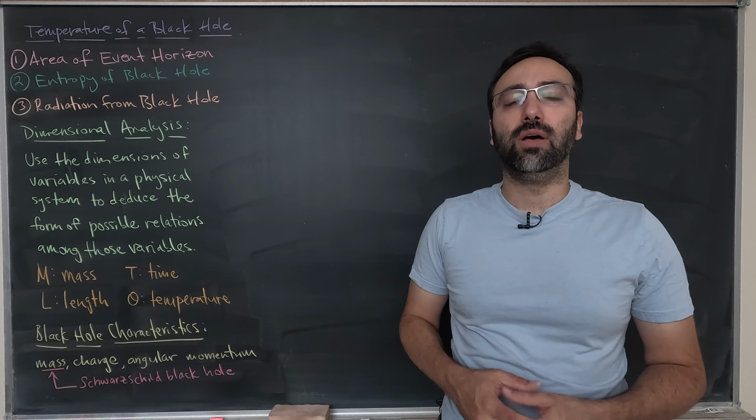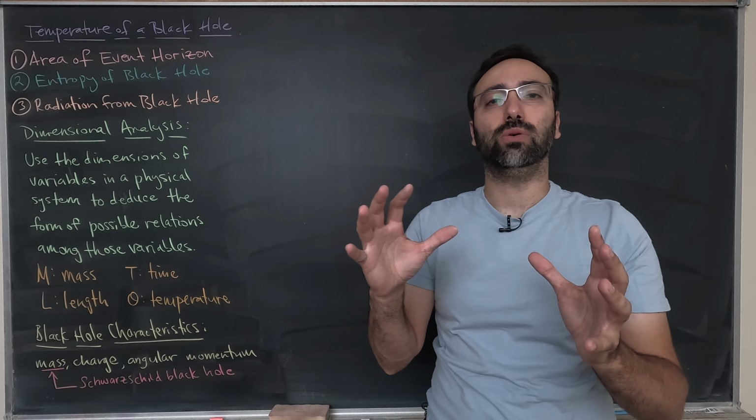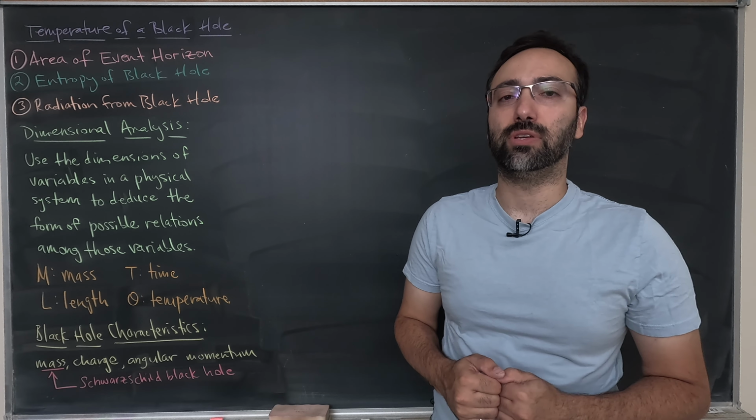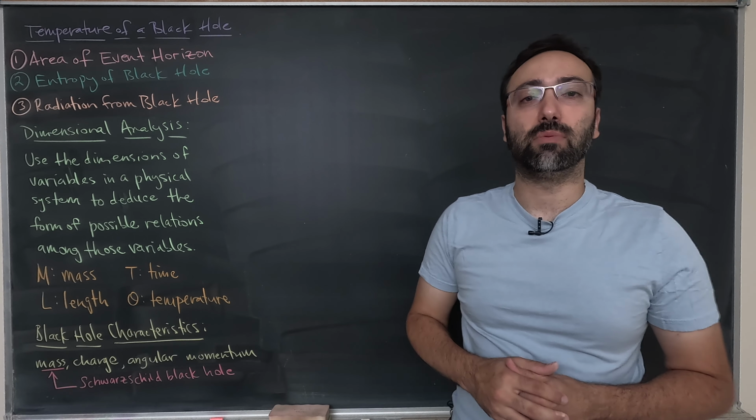For us, we're going to rely on 3 main factors of a black hole. The first is the area of its event horizon. We can think of the event horizon of a black hole as that imaginary boundary around the black hole that if you pass through it, you can never come back. You can never escape. The second is the entropy of a black hole. And the third is the radiation that's emitted from a black hole.